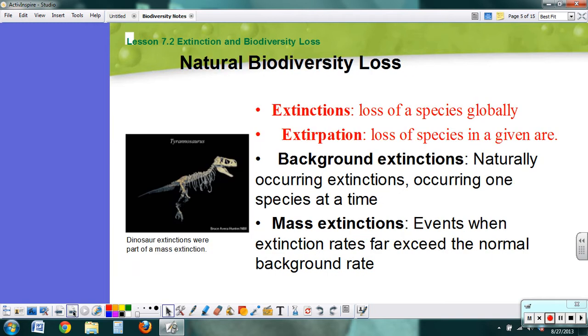There's different types of biodiversity loss. 2 of the natural kinds are extinction and extirpation. With extinction, it happens globally, so that species is gone globally, whether it's because of background or mass extinction. And extirpation is the loss of the species in a given area. So, for example, just losing a type of bug on the North America continent and not the European continent.